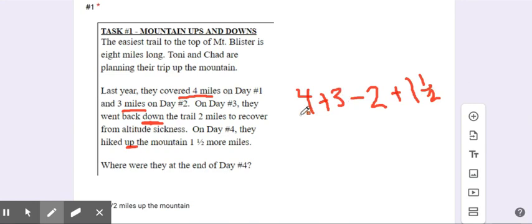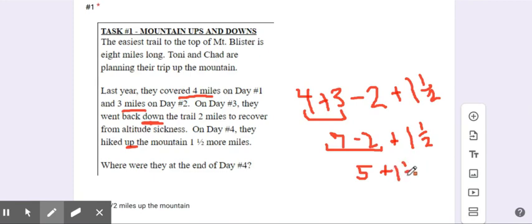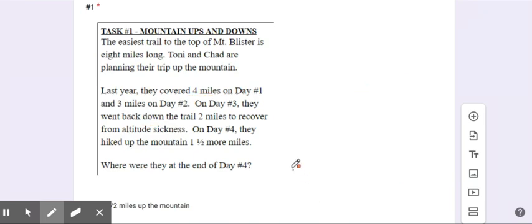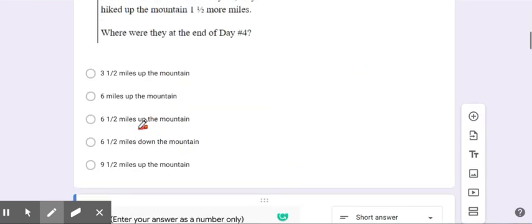Well, let's add all these numbers up. Okay, let's do 4 plus 3 first. 4 plus 3 I know is 7. Okay, then I need to subtract 2 and add 1.5. I'm basically bringing those numbers down, bringing the minus 2 down, bringing the positive 1.5 down. Okay, now I have 7 minus 2. 7 minus 2, of course, is 5. And I still need to add the 1.5. And 5 plus 1.5 would be 6.5. Okay, so I'm 6.5 miles up the mountain. So I need to choose the option that says 6.5 miles up the mountain. So that'd be option C right here.